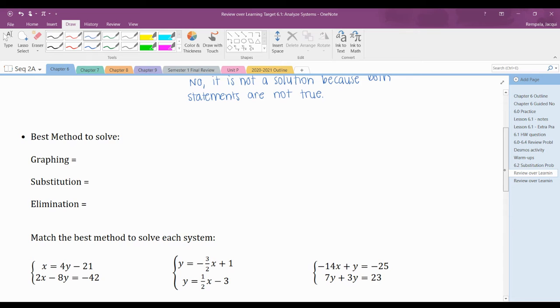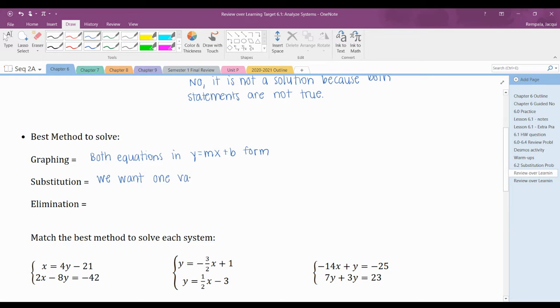All right, let's move on to the concept of the best method. Sometimes I might ask you, what's the best method to solve? We have three different ways of solving: graphing, substitution, and elimination. With graphing, I want to see both equations in the y equals mx plus b form. If both equations don't say y equals, then graphing is not the best method to use in order to solve.